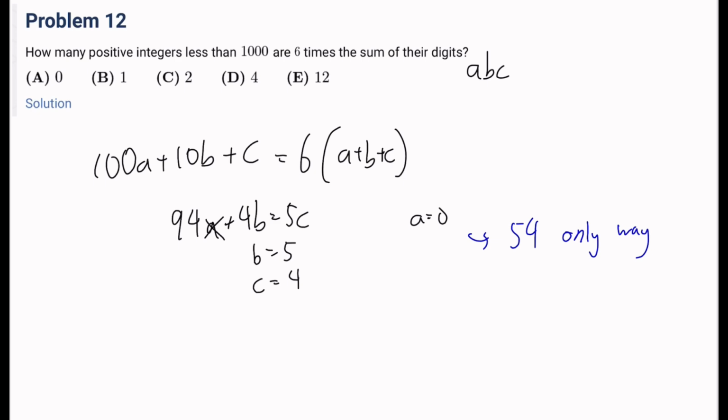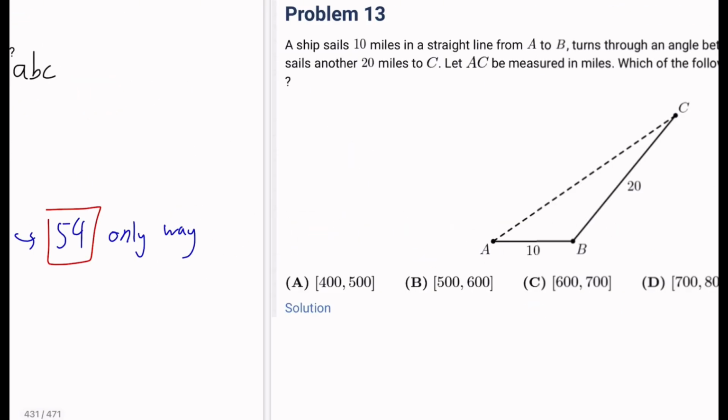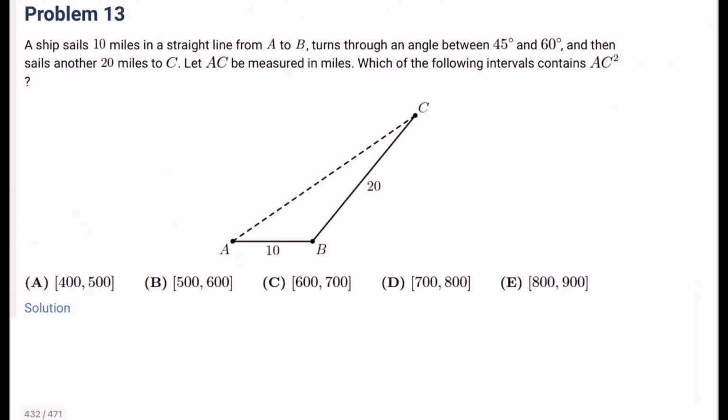So 54, that's just 1, so the answer is B. Number 13, a ship sails 10 miles in a straight line from A to B, turns through an angle between 45 and 60 degrees, and then sails another 20 miles to C. Let AC be measured in miles. Which of the following intervals contains AC squared?